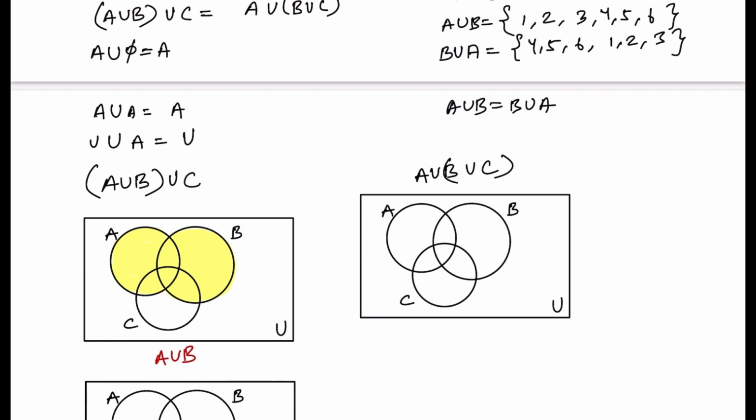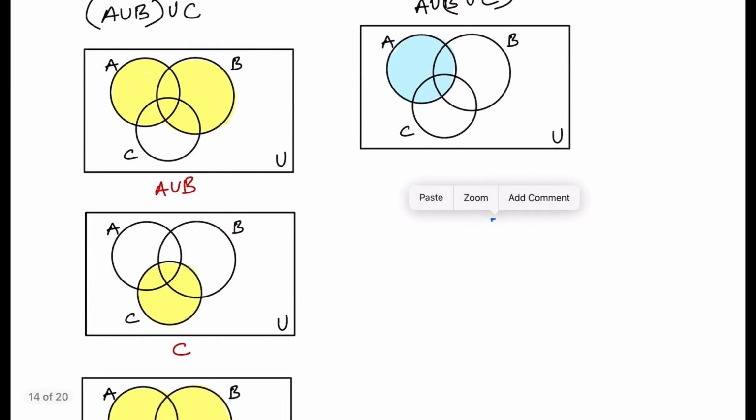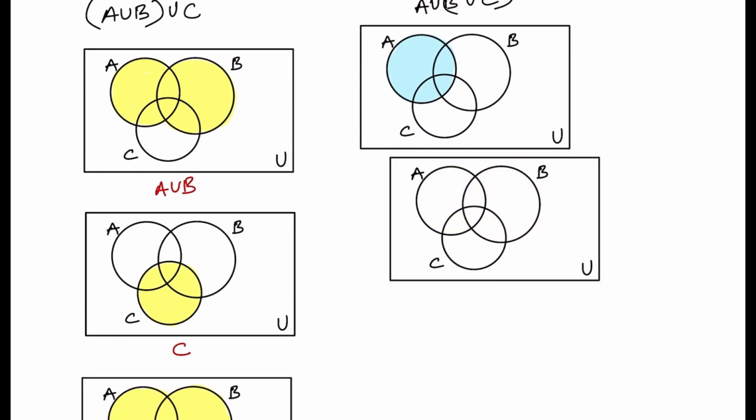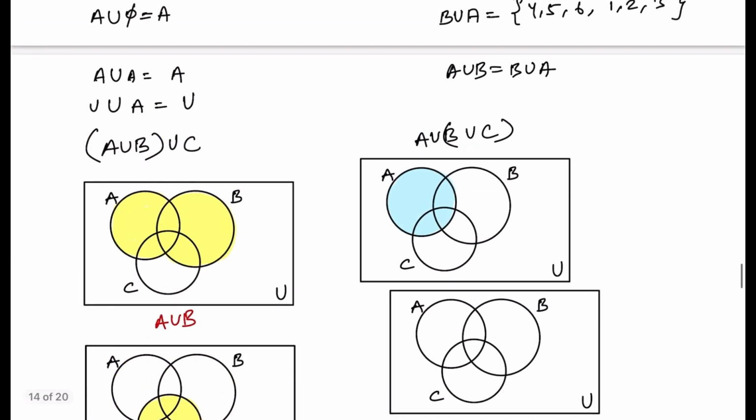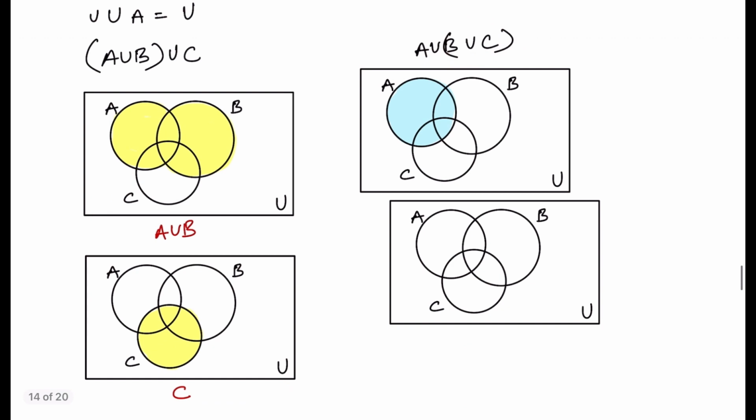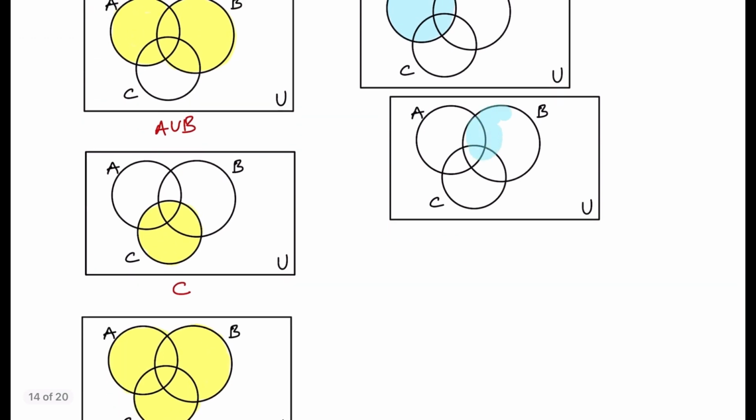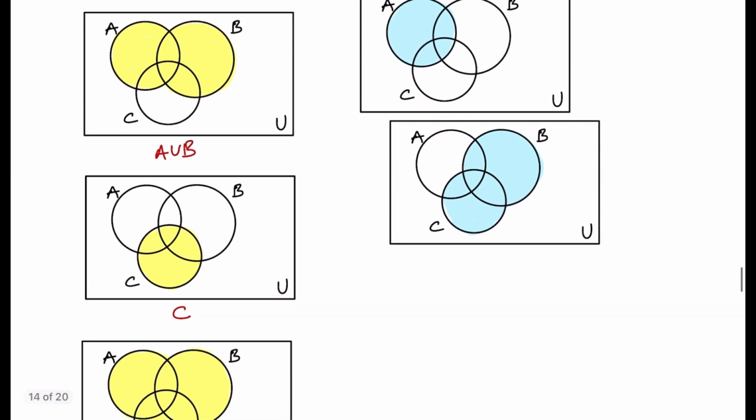So I'm going in sequence, so we have to shade A first. If you shade A first, this is the region of A. Let me take another color. This is the region of A. Then we will shade the region for B union C. This is the region for B, and this is the region for C. B union C means we have to shade the region for B as well as C. So this is the region for B union C.